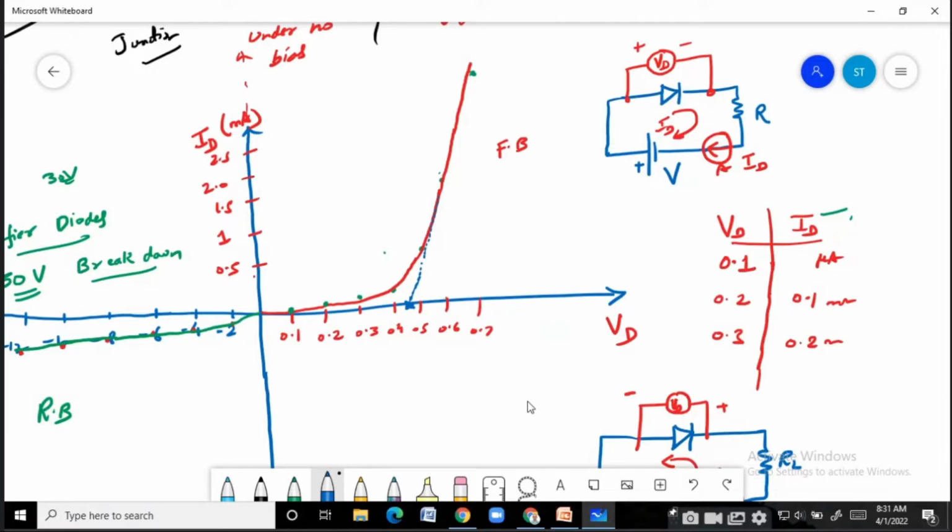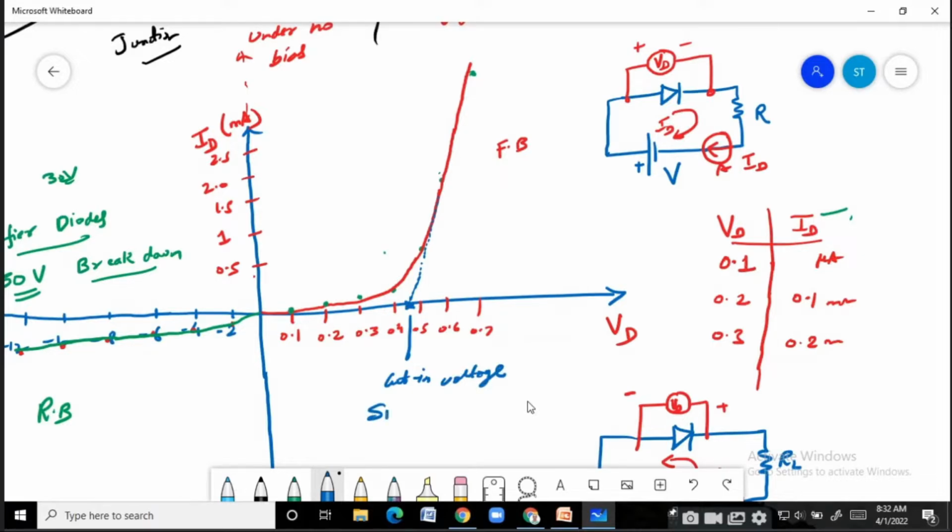When you say cut-in, you mean that after this voltage, the diode is conducting significantly. Below cut-in, the diode resistance is high even in the forward bias region. So the term breakdown is used in the reverse bias only. It is not used in the forward bias. The term used in the forward bias is called cut-in voltage, the cut-in voltage of a diode.